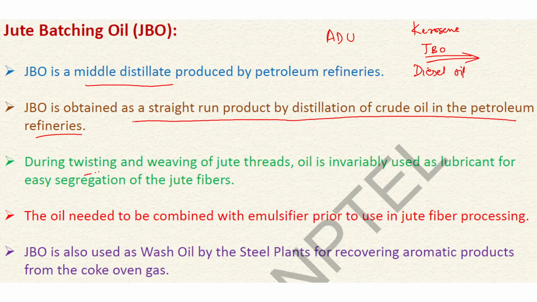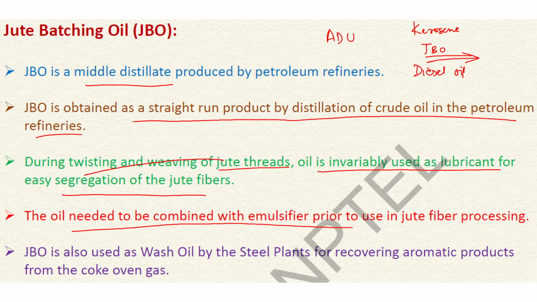Where it is used: during the twisting and weaving of jute threads, oil is invariably used as a lubricant for easy segregation of the jute fiber. The oil needs to be combined with an emulsifier prior to using. Some additives are also added in this oil before using it in the jute fiber processing. That is, some emulsifiers are added.